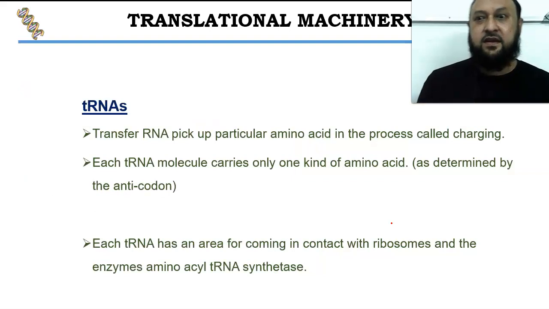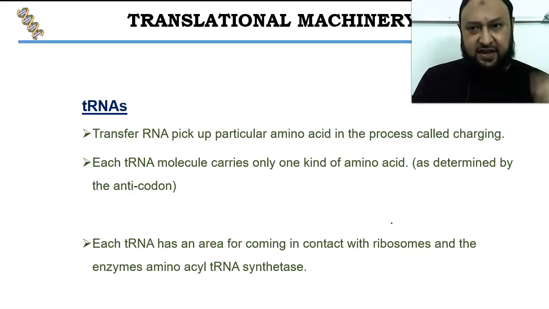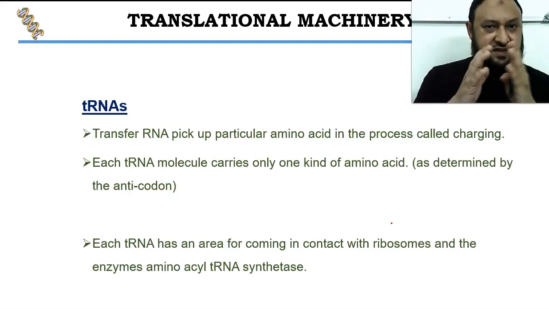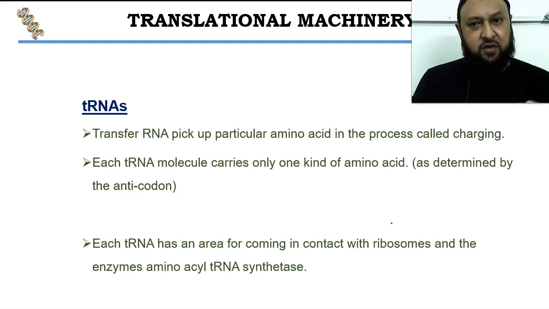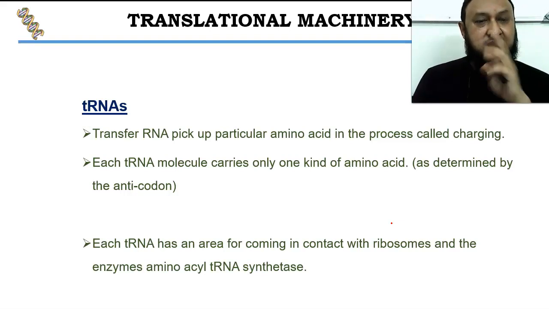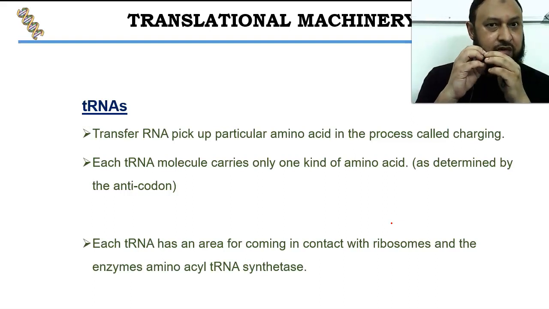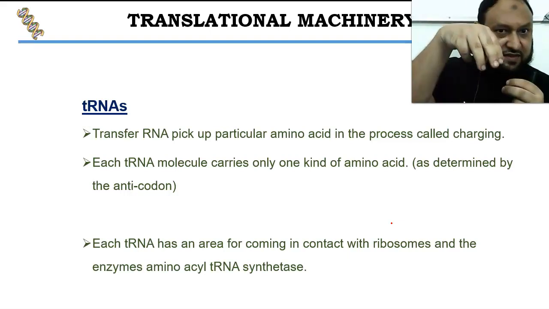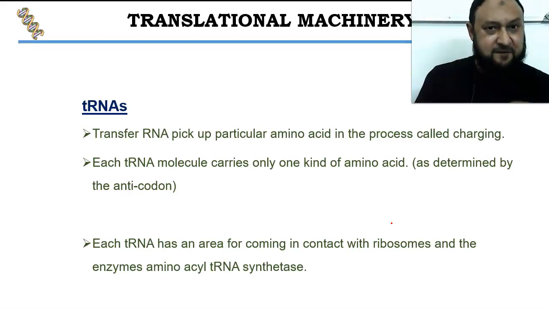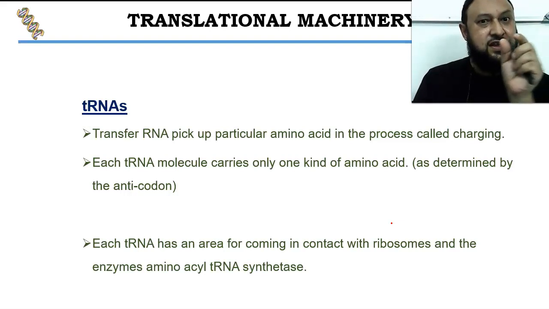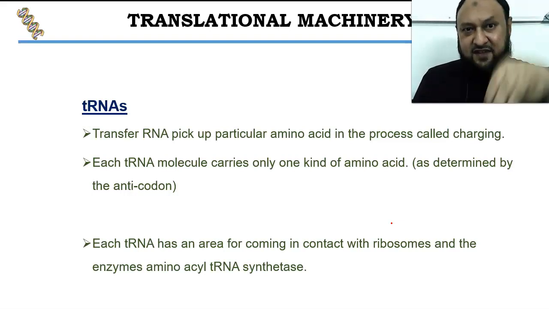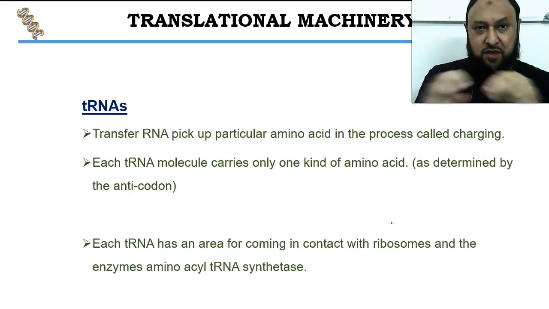Now tRNA, like I told you before also, picks up the particular amino acid, and there is a process called charging, where these amino acids are bound to the tRNA. Each tRNA molecule carries only one kind of amino acid, as determined by the anticodon. So whatever anticodon the tRNA has, accordingly it carries the amino acid. That is the reason they can identify the mRNA sequence, and consequently, according to the code present in the mRNA, the amino acid chain, that means the polypeptide chain, is formed.